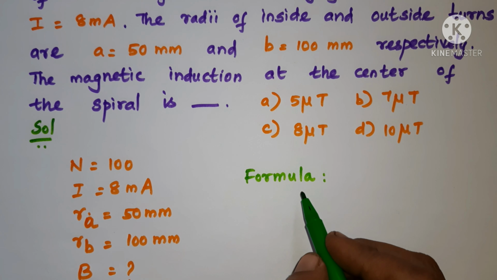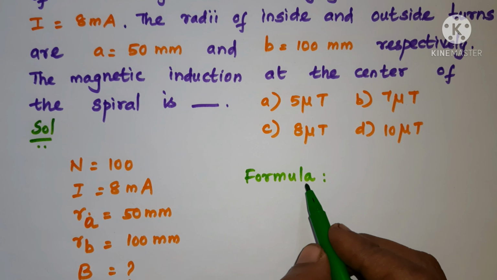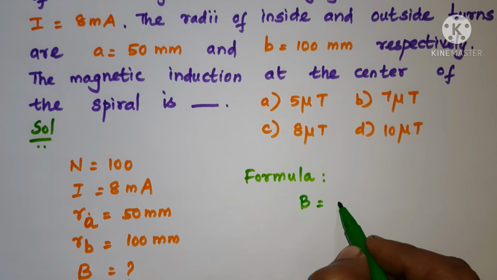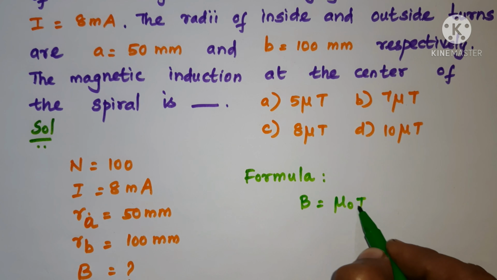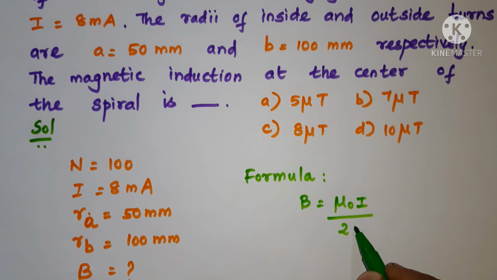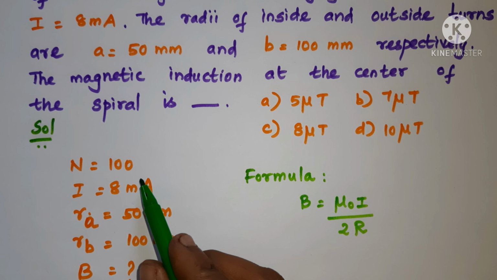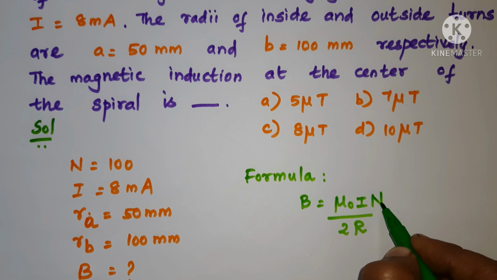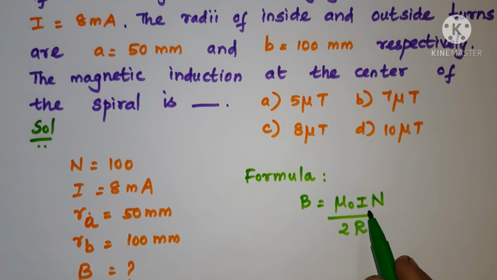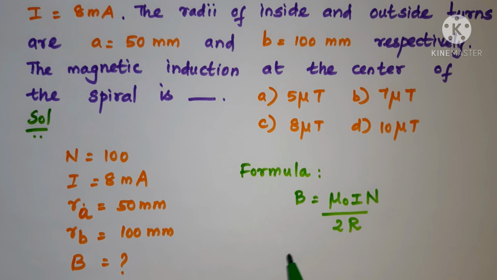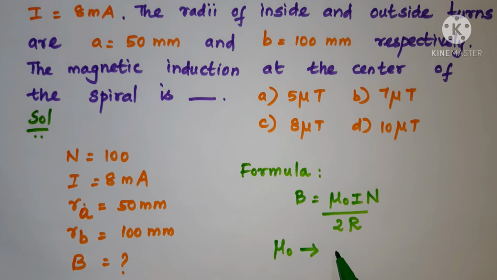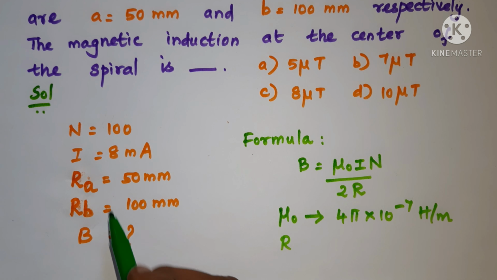Formula: the magnetic induction at the center of the spiral is B equals mu naught I divided by 2R. Here the number of turns is given, so we multiply by n. So B equals mu naught I n divided by 2R. Here mu naught is the permeability constant, and its value is 4 pi into 10 power of minus 7 Henry per meter.